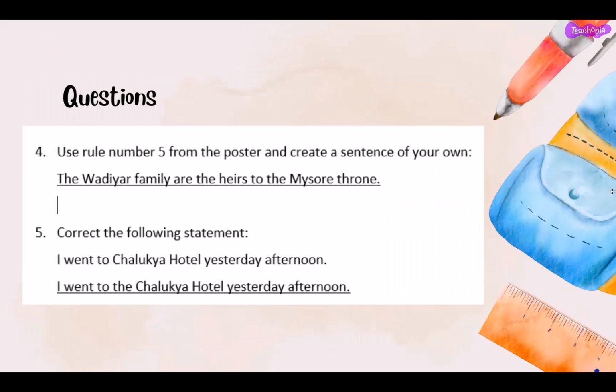Use rule number 5 from the poster and create a sentence of your own. The sentence example is, the Wadayar family are the heirs to the Mysore throne. You may form any sentence of your choice, ensuring that you are using the article the before the name of a family. Correct the following statement. I went to Chalukya Hotel yesterday afternoon. The correct sentence would be, I went to the Chalukya Hotel yesterday afternoon. You need to add the article the.